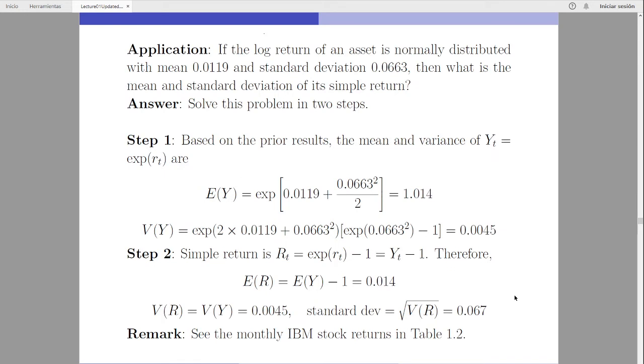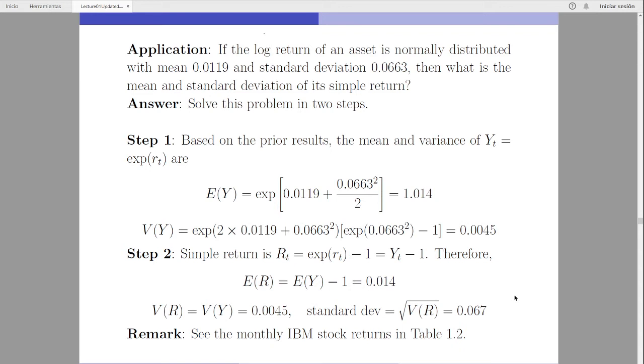What's the application of this? I mean, if the log return of an asset is normally distributed with this mean and this standard deviation, then what is the mean and standard deviation of its simple return? You're seeing it here, right? Log return, simple return, log normal distribution, normal distribution. So we're going to solve it in steps.